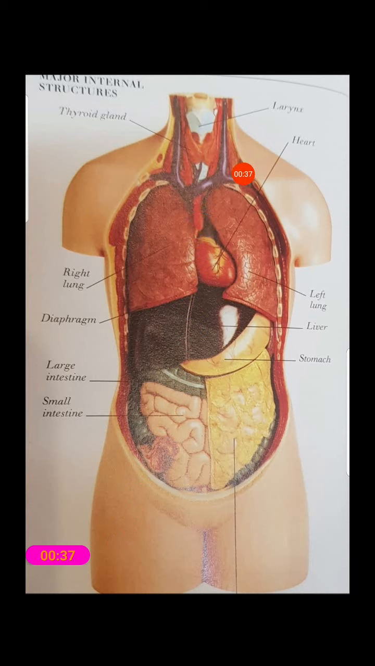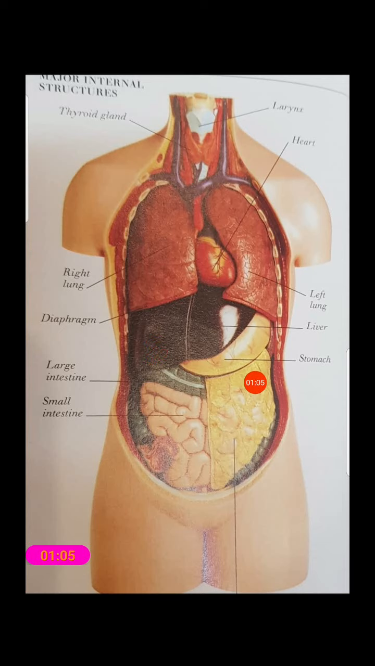This white color part which is located in the throat region is called the larynx, and the part just below the larynx is called the thyroid gland, and this part is called the heart. On the other sides of the heart, we have two lungs, right lung and left lung. And just below the lungs, we have the diaphragm. And this part is called the liver. It is the largest organ in the body.